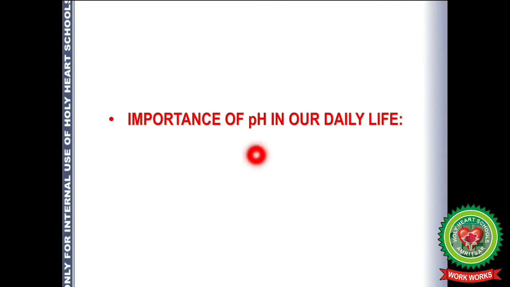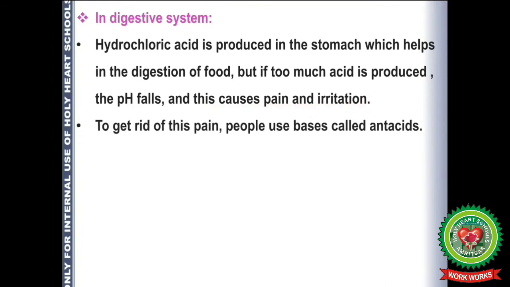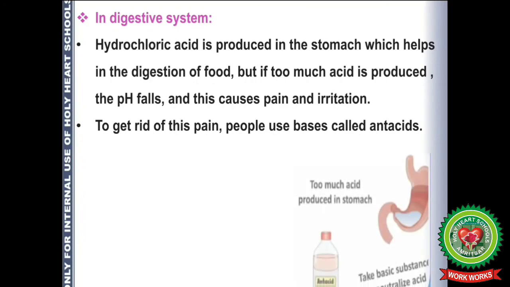Now, let us discuss the importance of pH in our daily life. The first one is in the digestive system. We know that hydrochloric acid is produced in the stomach, which helps in the digestion of food. But if too much acid is produced, the pH falls and this causes pain and irritation. To get rid of this pain, people use bases called antacids. We have come across this problem many times in our daily life.